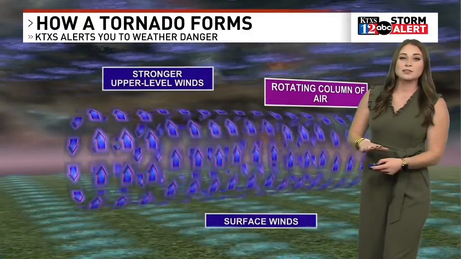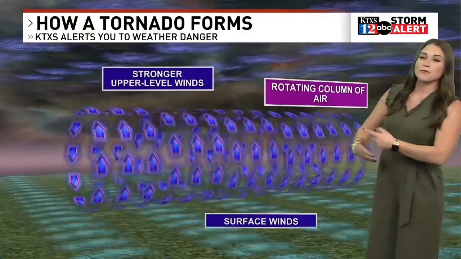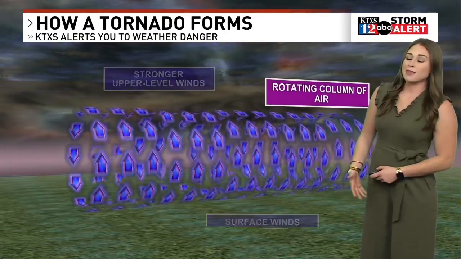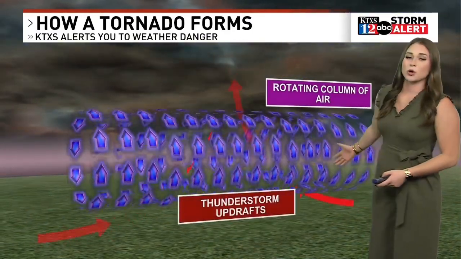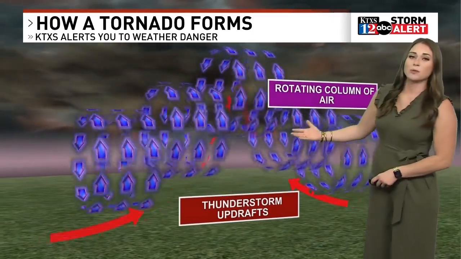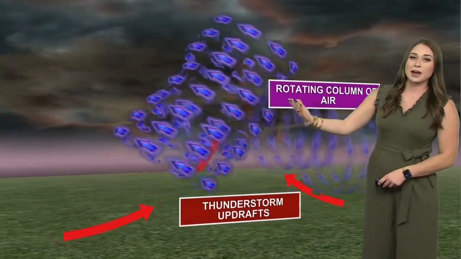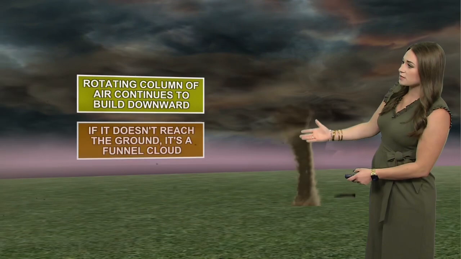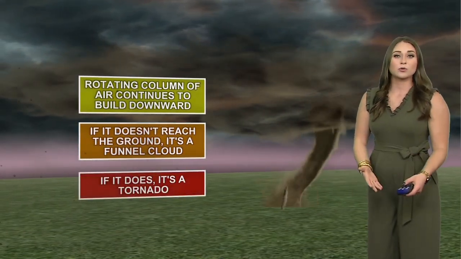So when these cross, it creates a rotating column of air on the ground level, and then you have updrafts in the thunderstorm, which is wind moving up into the thunderstorm, that then creates this column of air to move vertically in the air and then producing a wall cloud in that thunderstorm. That wall cloud then produces a rotating column of air that pushes downwards to the ground.